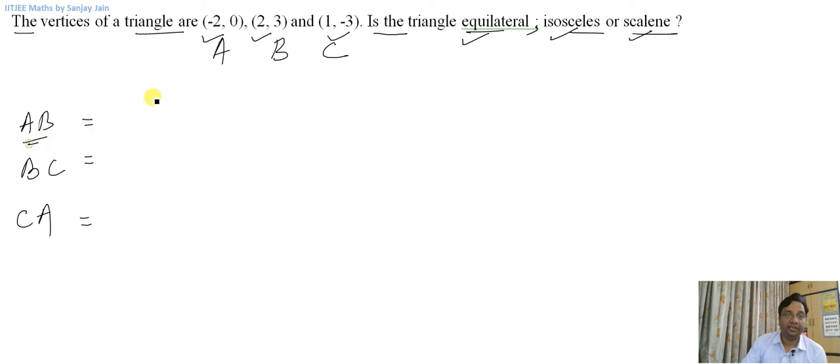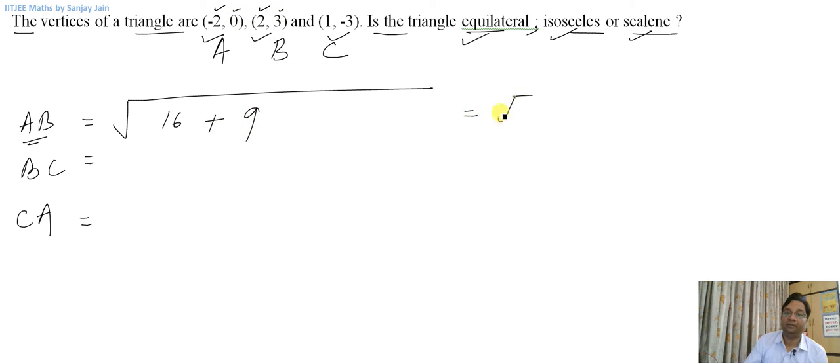So to find AB, I take the square root of the difference of abscissas, minus 2, that will become minus 4 squared, 16, plus the difference of ordinates, 0 minus 3, squared, 9. So 16 plus 9, 25. It will give me 5 units.